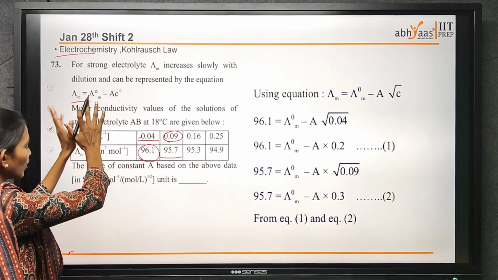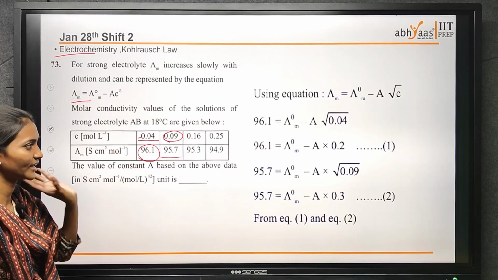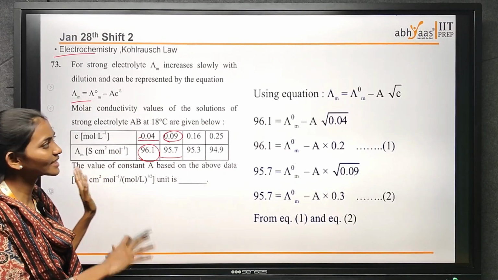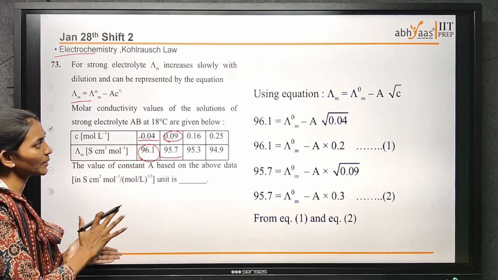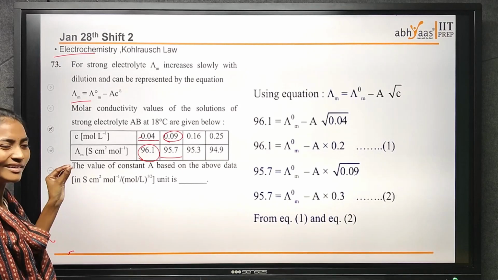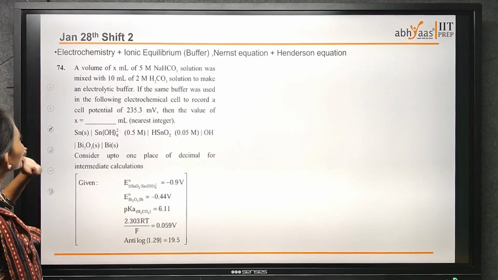So they have given the formula and the data, and you need to apply it. For this question the calculation is somewhat lengthy, but it is not a tricky question. Moving on to the next question.